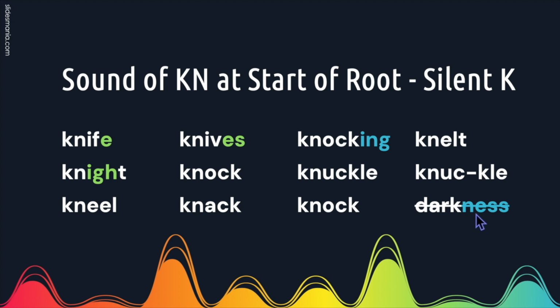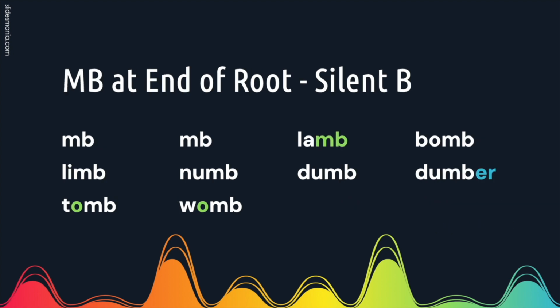One of the few words where K and N don't have the sound of N is the word darkness. Notice here we have the root dark, and the N is only here because of the suffix ness. So the silent K rule applies when the K is at the beginning of a root word, not when you have added a suffix such as ness to the end of a word ending in the letter K.